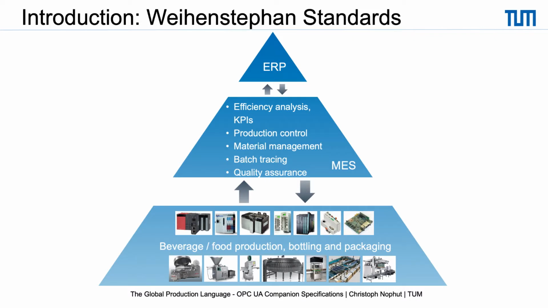First of all, I'd like to introduce the Weihenstephaner Standards to you. The Weihenstephaner Standards cover three aspects in the classical automation pyramid. The first aspect is the definition of MES functionalities, such as calculating KPIs, efficiency analysis, but also including batch and article tracing and quality assurance.